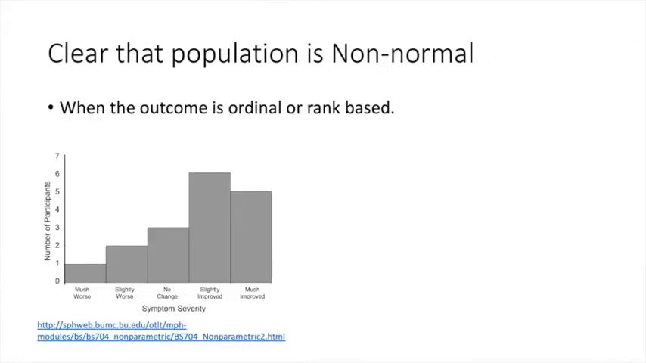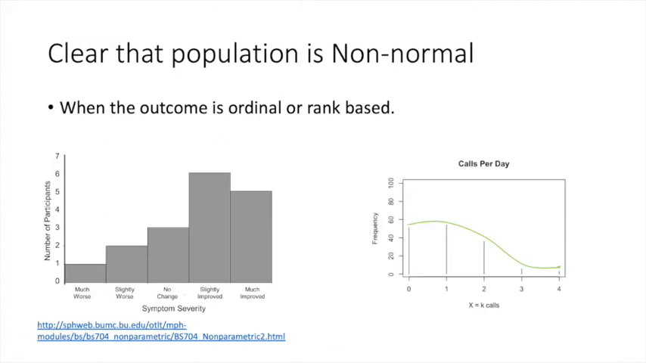In many cases, it is clear that data is not normally distributed. This can happen when the data is ordinal or rank-based. For example, this graph counts the impact of a drug on the health condition of the participants, and clearly the distribution is not normal. Here is another distribution which is not normal. In this case, the number of calls received per day follow a Poisson distribution. Likewise, the data may follow a geometric, binomial, or some other distribution.